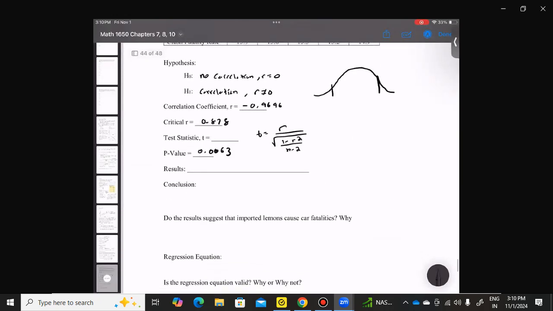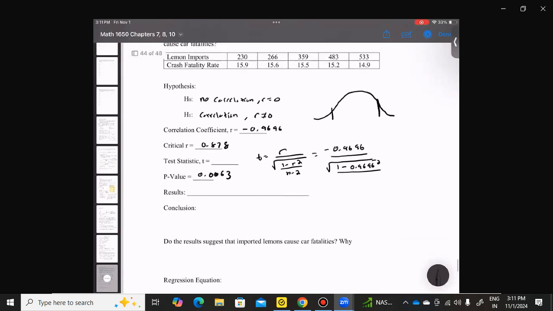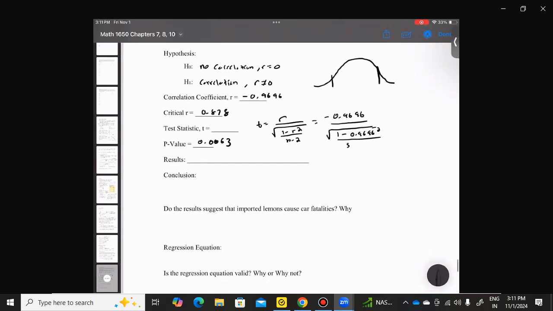All right, so it's going to be negative 0.9696 over the square root of 1 minus 0.9696 squared. I'm not putting the negative in there because we're squaring it anyways. We have 5, so 5 data values, right? Yeah, so we'll have 5 minus 3 on the bottom. So let me get this.